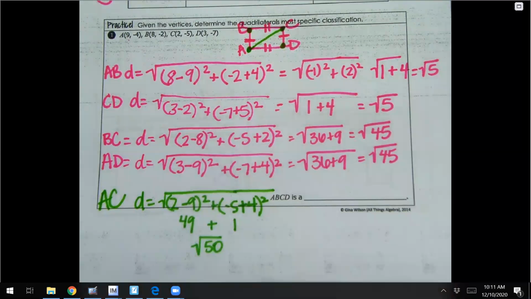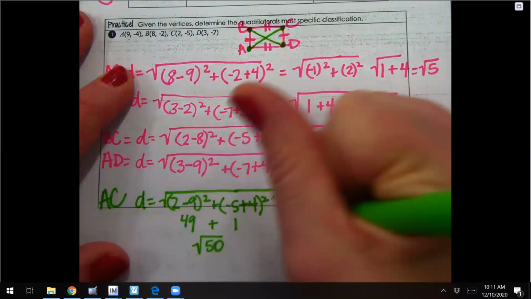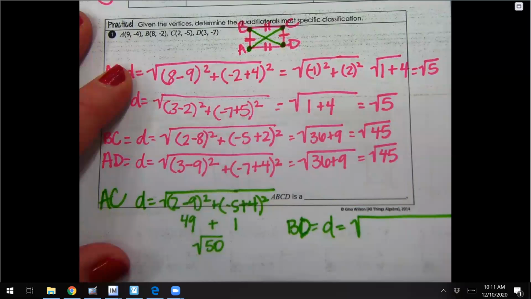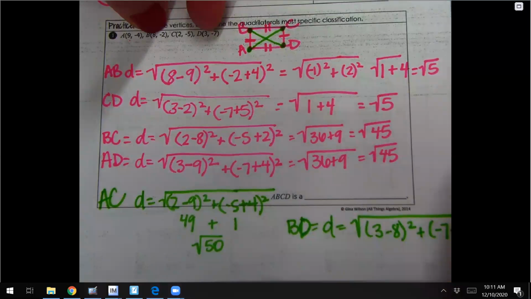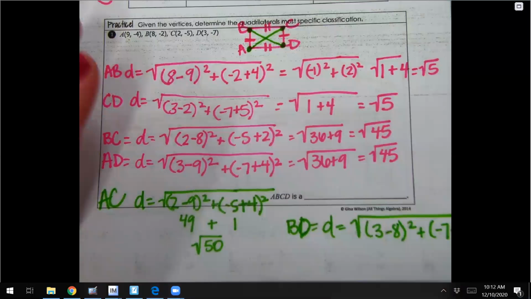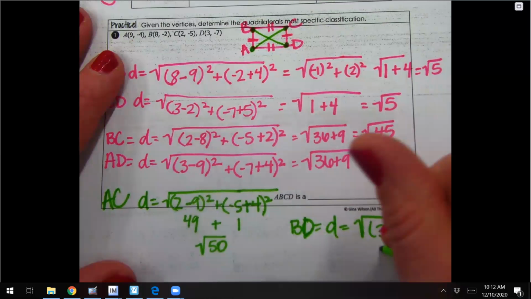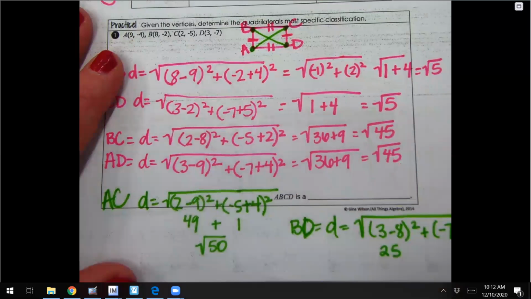Now I'm going to do BD. Oops, not B, BD. Distance formula equals D minus B. So 3 minus 8 squared plus negative 7 minus negative 2. 3 minus 8 is negative 5 squared, which is 25. And then negative 7 minus negative 2 is negative 5. Negative 5 squared is 25. Together they are the square root of 50.